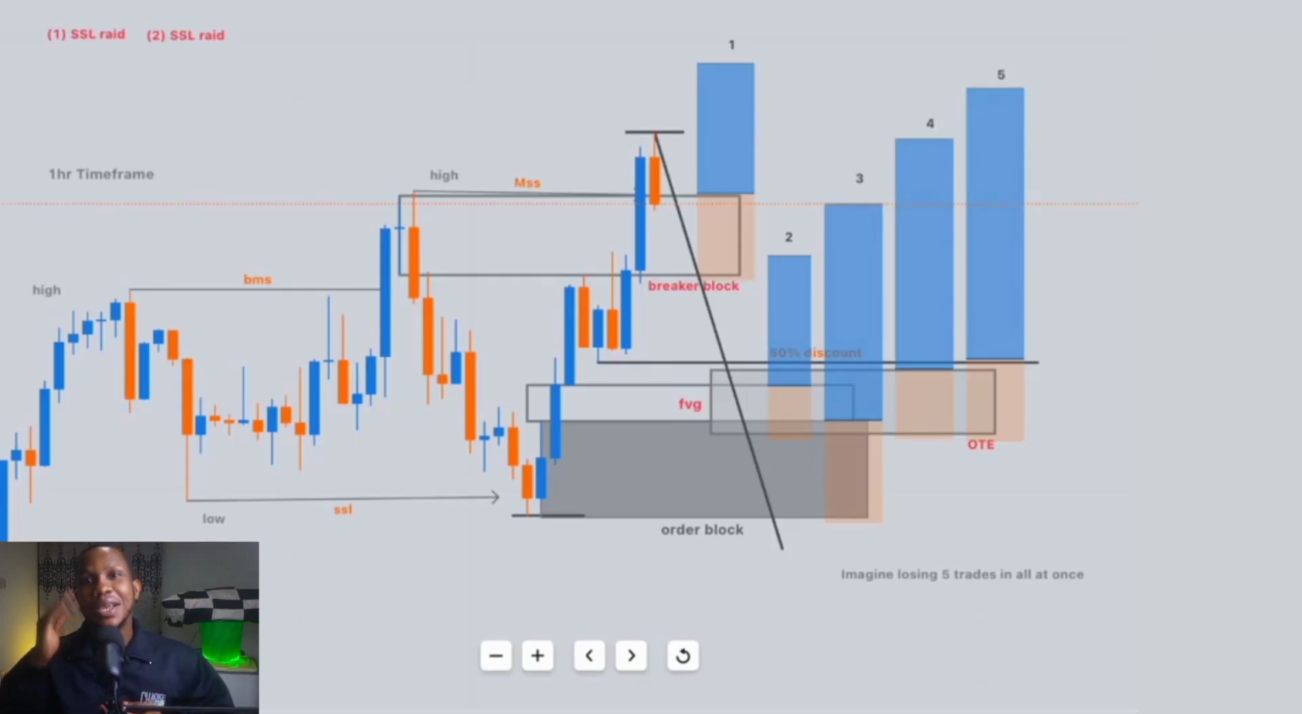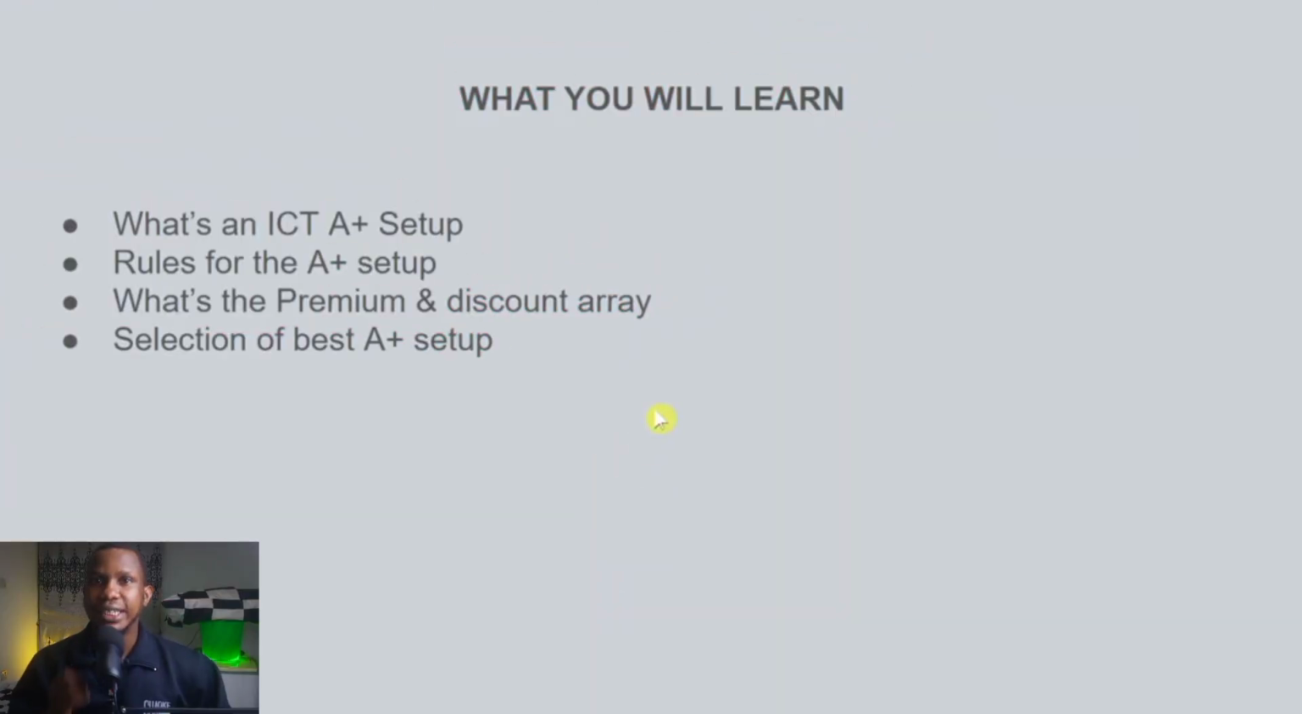This ICT A+ setup makes losing impossible. I thought the idea of a holy grail strategy was a scam till I backtested this strategy 100 times, and the result is insane, guys. If you're serious about your trading this year, this is something you cannot afford to miss. Here are the things you will learn in this video.